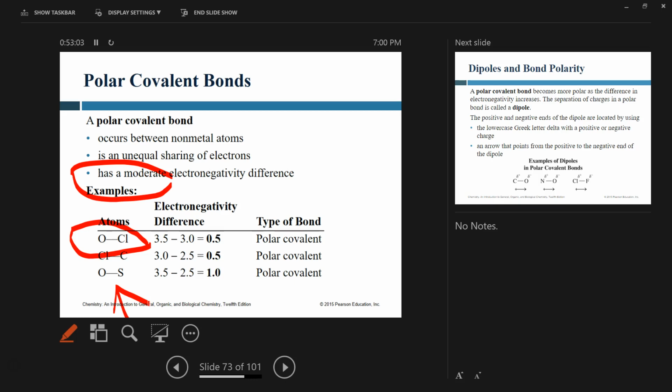Now let me ask you this. Can two polar covalent bonds have a different degree of polarity? You see what I'm trying to say? That's probably too confusing. Basically what I'm asking is, electrons here are shared unequally, and electrons here are shared unequally. In which bond is that sharing more unequal? The bottom one, right? Sulfur oxygen. So this bond is more polar than the bond between chlorine and oxygen. Does that make sense to you? You understand?